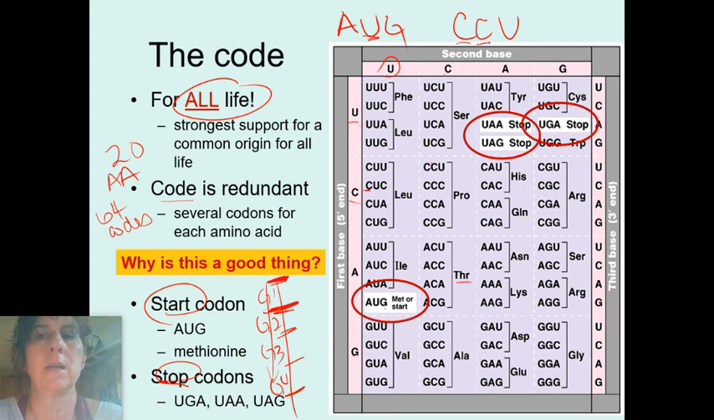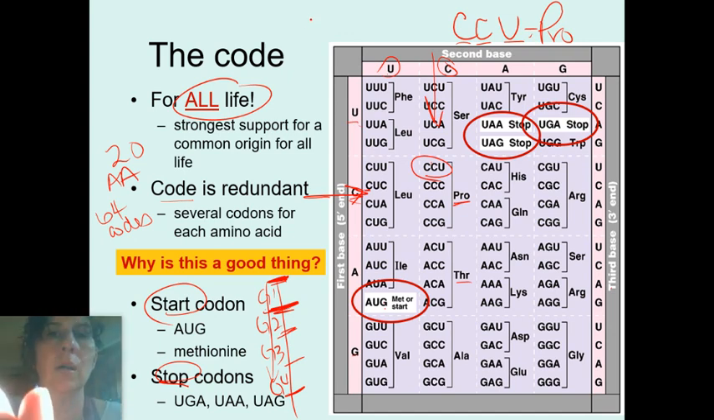First base, second base, third base. So C, we're here. C, we're here, right? And then U right there. So there it is right there. And my amino acid is proline. Okay, give you another chance.